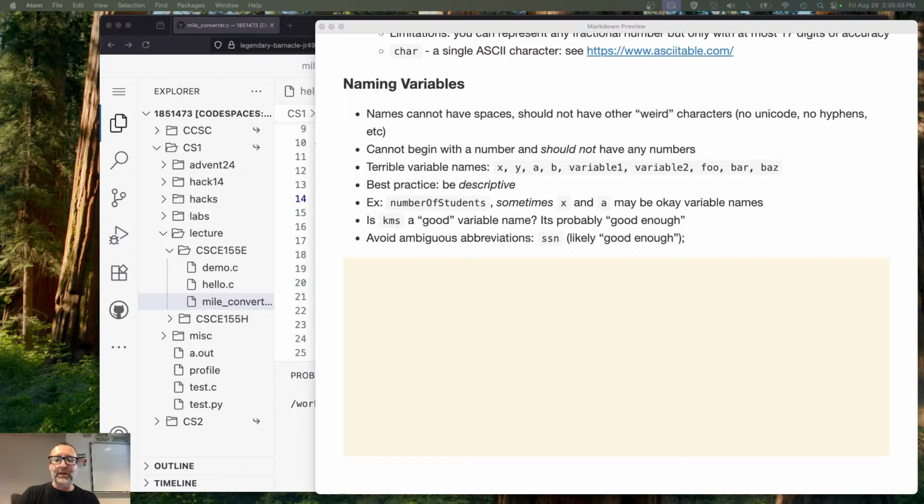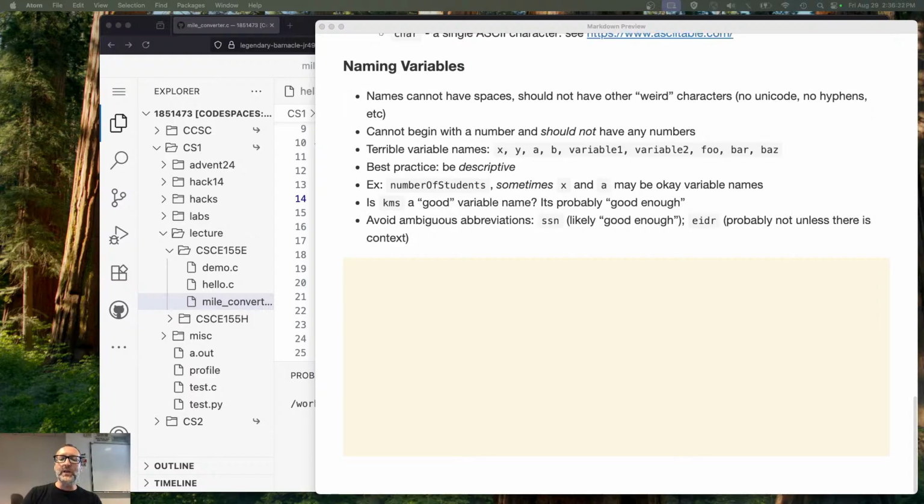EIDR. Does anybody know what that is? Maybe if you knew what it was, but not many people are going to know what that is. Now I don't even remember what it is. It's like an ISBN, but it's for all media. So movies get their own EIDR. Television episodes get their own EIDRs, right? And only if you knew it and you were within that context does it make any sense. So EIDR is probably not good, unless there is context. So generally avoid abbreviations.